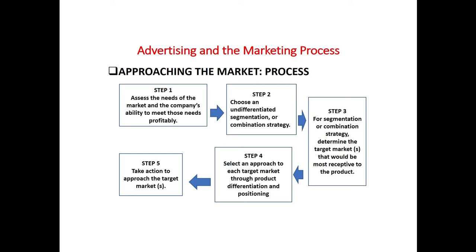Step one, you have to assess the needs of the market and the company's ability to meet those needs profitably. And then you can choose between undifferentiated segmentation or combination strategy. For segmentation or combination strategy, you have to determine your target market or markets that would be most receptive to your product. And then select an approach to each target market through product differentiation and, of course, positioning. And then finally, you have to take the action to approach your target market.